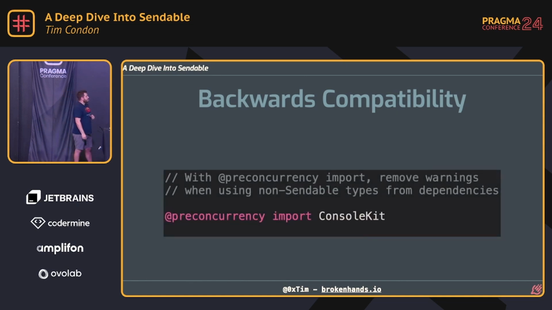You can also do @preconcurrency with imports. So if you're working with modules or dependencies that haven't been updated yet for Swift 6, if you do @preconcurrency import, it will hide all of the warnings that you get from that module. So if you're using this module's types in a sendable way and they're not sendable, this will hide a lot of those errors and makes it a lot easier to work with dependencies that have yet to be updated.